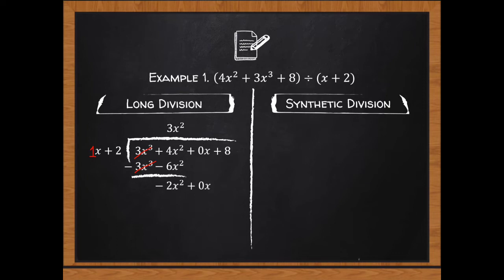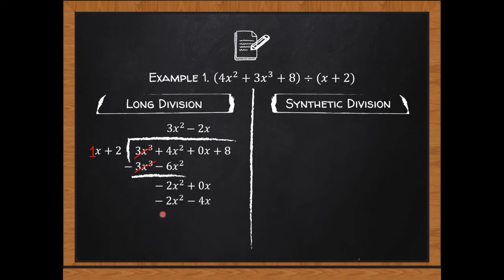And for the last step, uulitin lang natin yung ginawa natin until we're done dividing. So start ulit tayo sa pagdi-divide. So negative 2x squared divided by x is negative 2x. So isusulat natin siya sa itaas ng 0x. Now, i-multiply naman natin ito sa ating divisor. Negative 2x times x is equal to negative 2x squared. Then negative 2x times positive 2 is negative 4x.